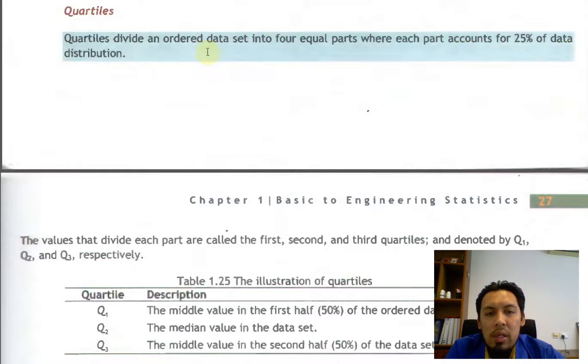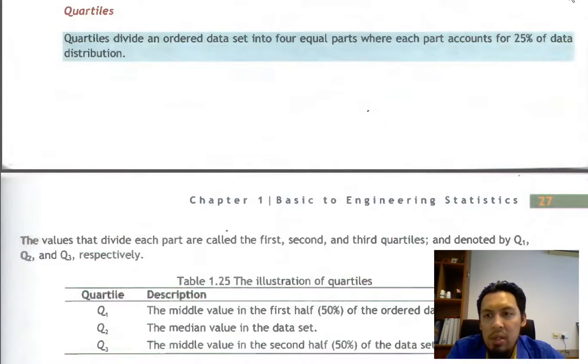So quartiles here is a data set that is divided into 4 equal parts, where each part will contain 25% of the data. Just imagine that you have 100 data, right? Without looking at the value of the data, you're just going to divide it by 25%. So each part will have the same amount of data, 25% each, right?